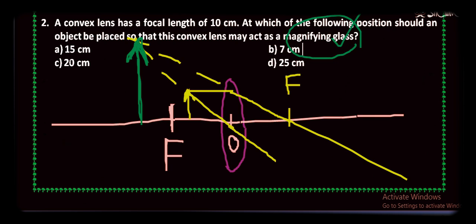So now students, the focal length was given, 10 centimeter. In which of the following positions should the object be placed? The object is placed within focus, so the value should be less than 10. Which value is less than 10 here? You can see obviously the answer will be 7 centimeter. So 7 centimeter will be the answer for the second question.